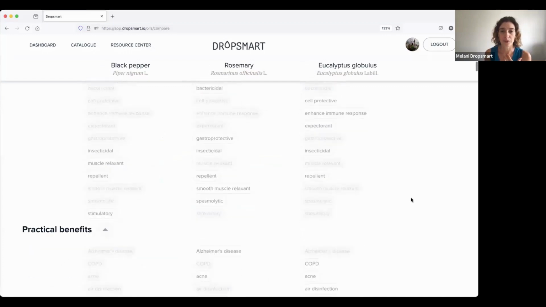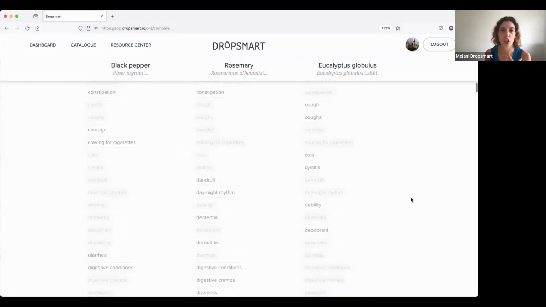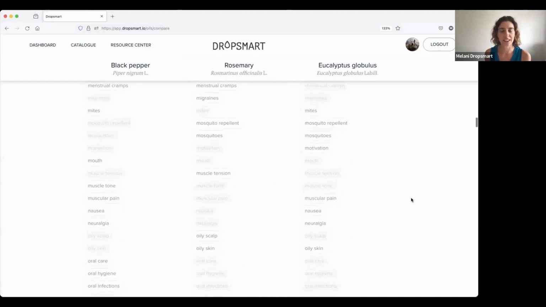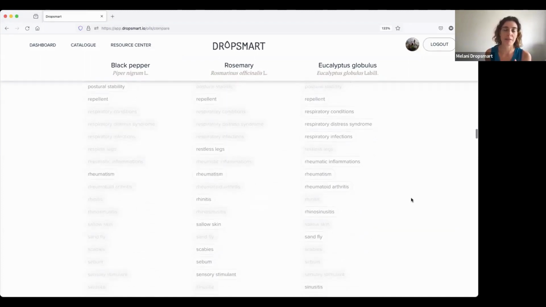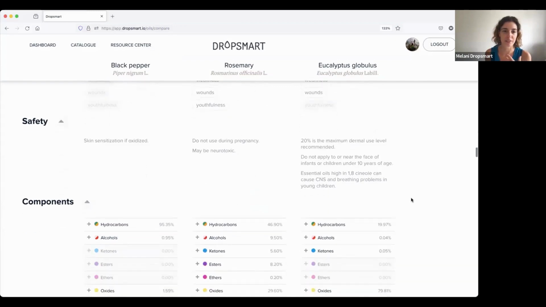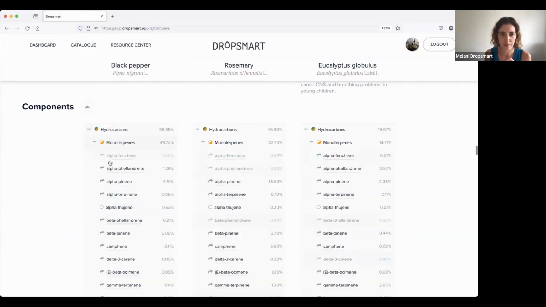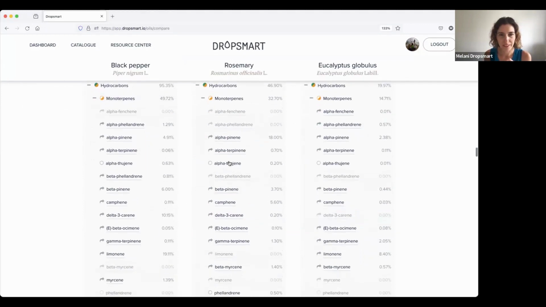That's my approach. I think it's very beneficial not to add stuff that's already in there. Adding lavender, for example, might make sense because we don't have the esters. But see, here we can then take a look at it more specifically. So the monoterpenes that are in our rosemary are alpha-pinene.